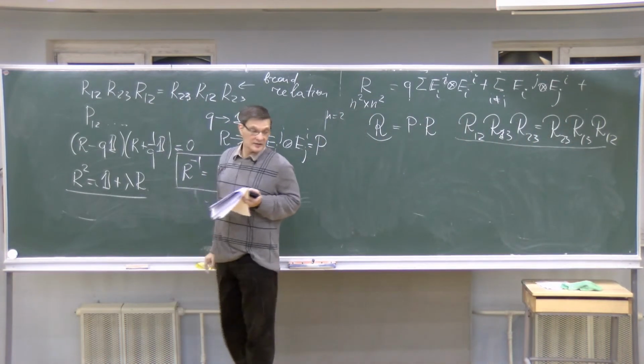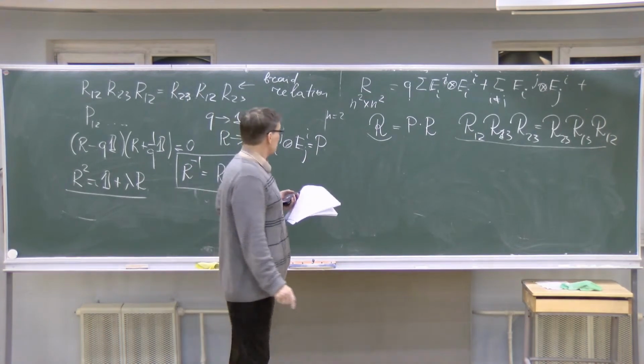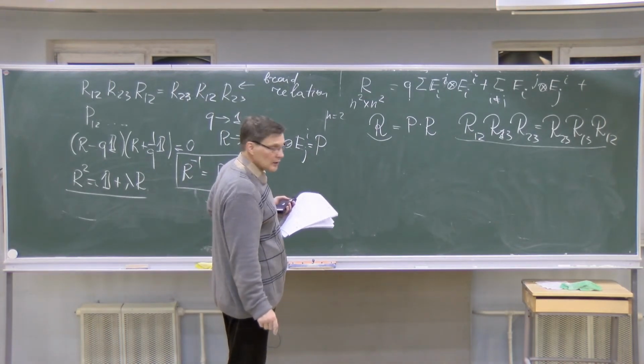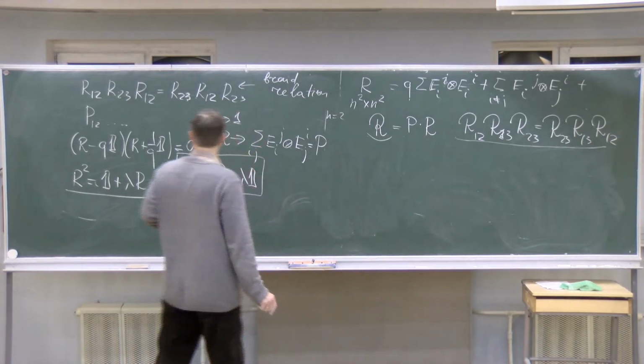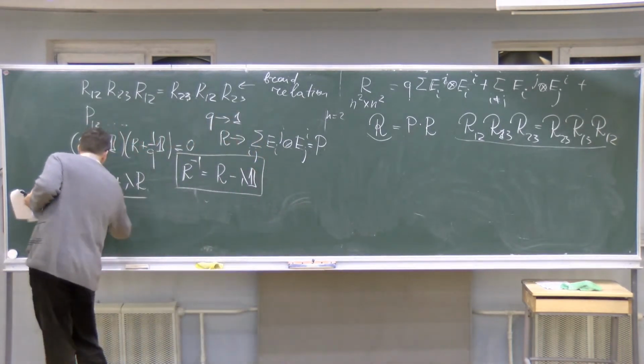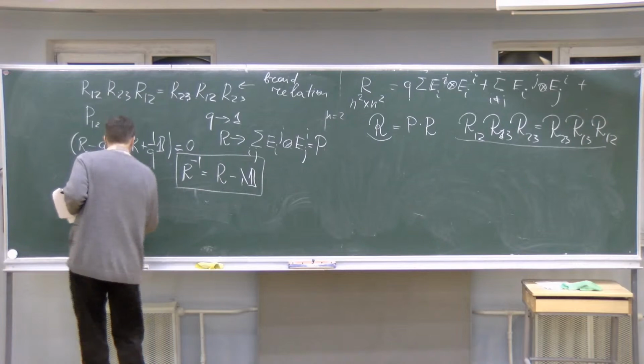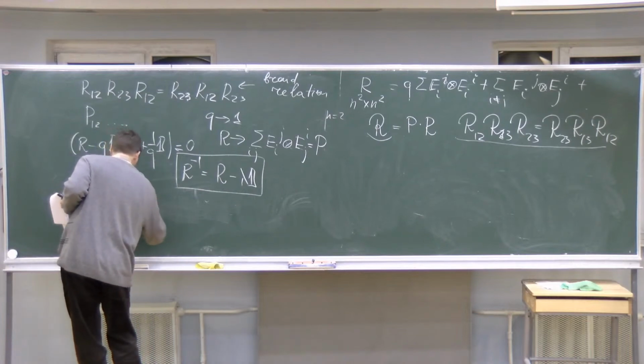So what is lambda in this relation? You said when you wrote R squared is equal to 1 plus lambda R. Lambda is the definition of the difference Q minus 1 over Q.